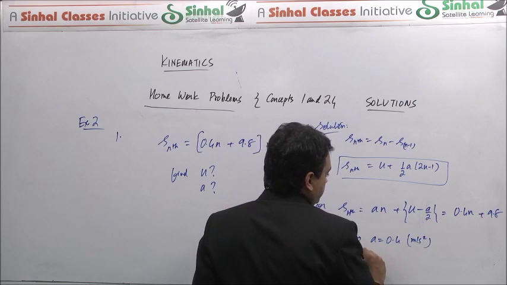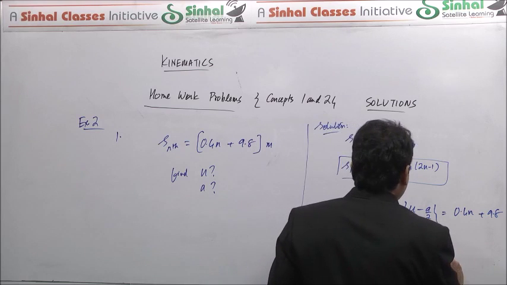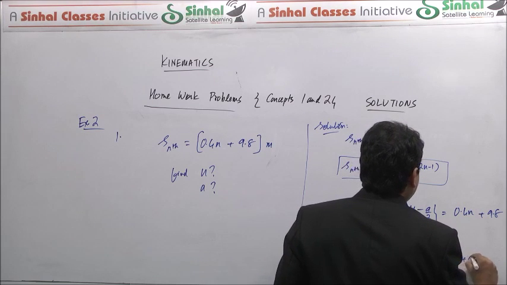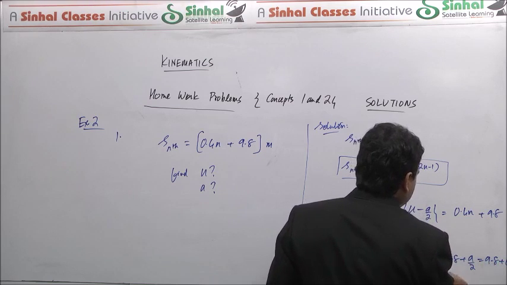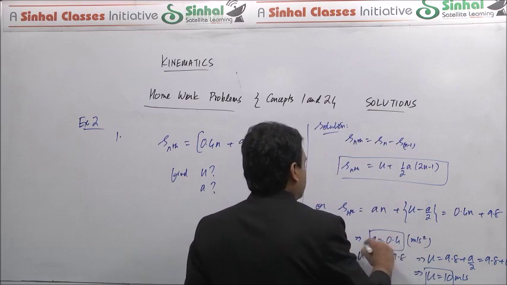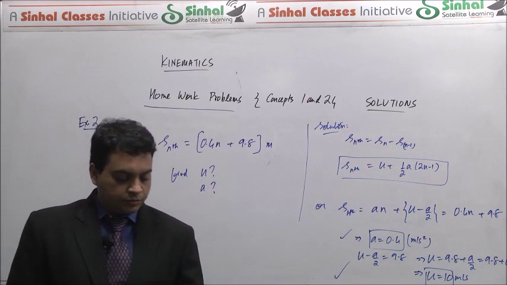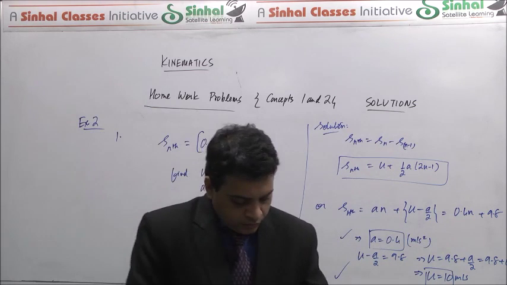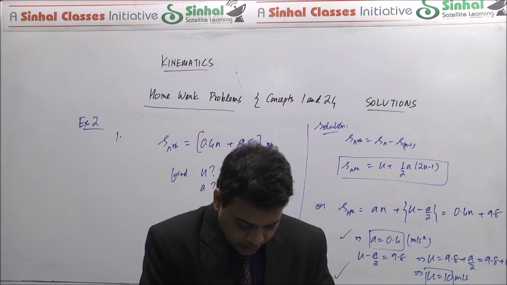And u minus a by 2 is 9.8. So u is 9.8 plus a by 2, or 9.8 plus 0.2. So u is 10 meters per second. This is the solution again. Okay, next. Moving on to the 7th question.